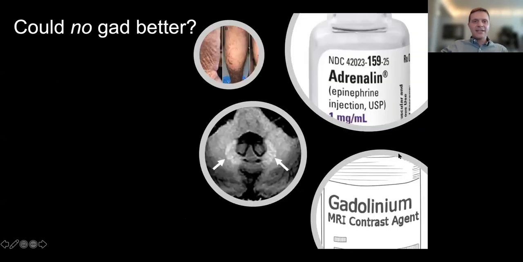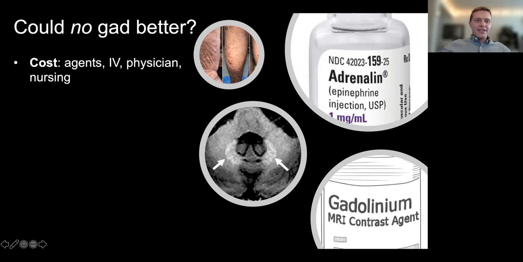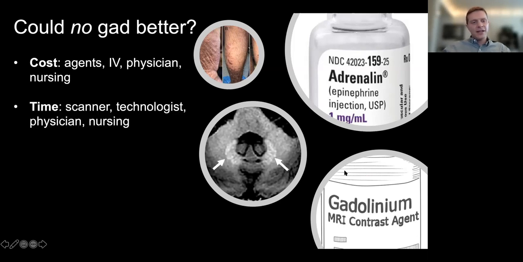So it's not so much, is gadolinium bad? It's, could no gadolinium be better? Would there be some benefits if we could get away without using it? And the truth is there are a lot of costs associated with gadolinium contrast agents. The agents themselves are expensive. Patients need IVs. You have to pay for physicians and nursing staff to be present when these medications are administered. There's also time costs. There's more time on the scanner to acquire these sequences.